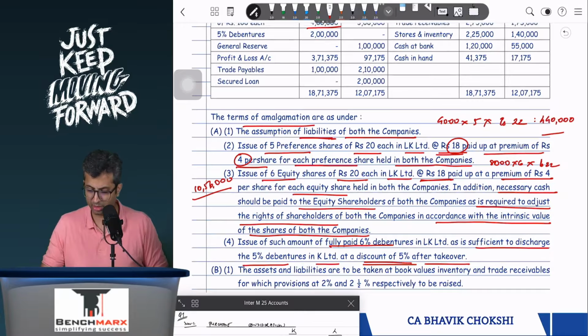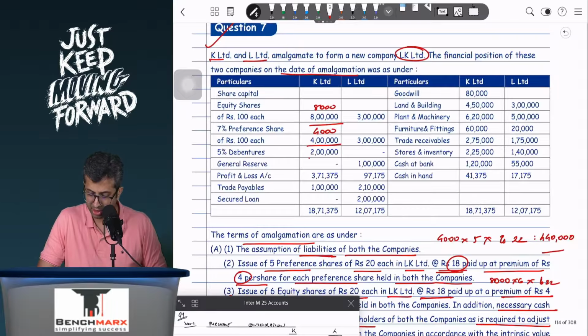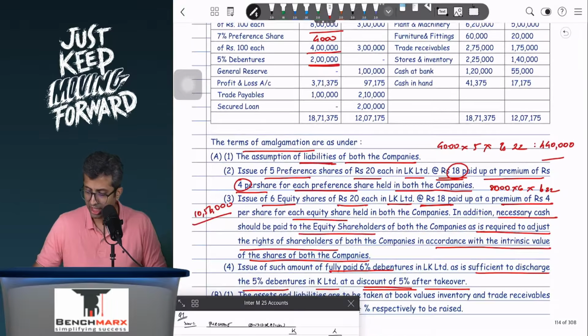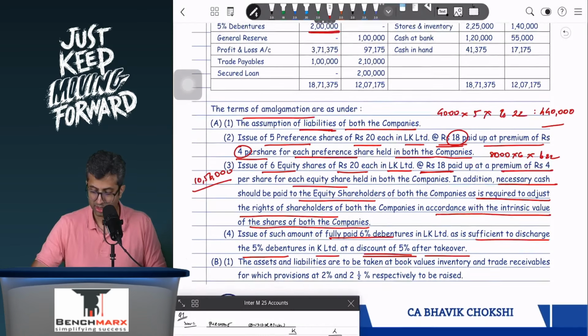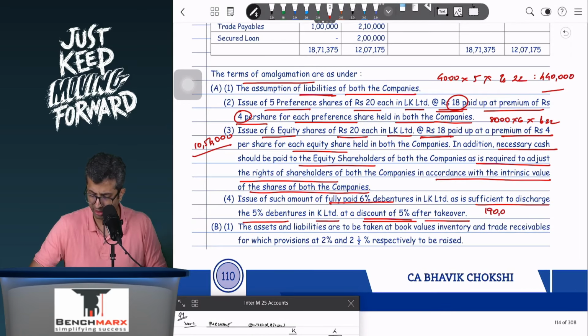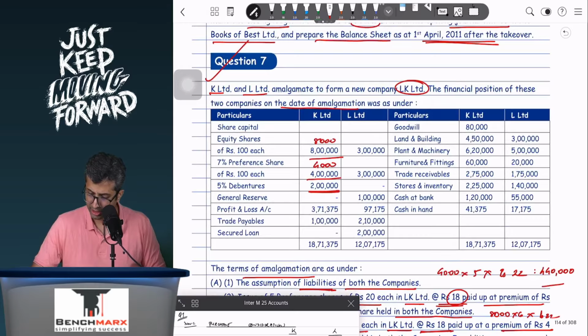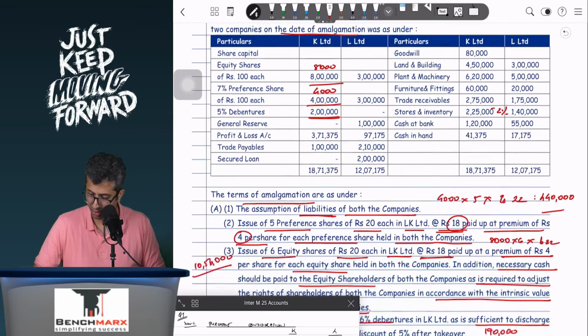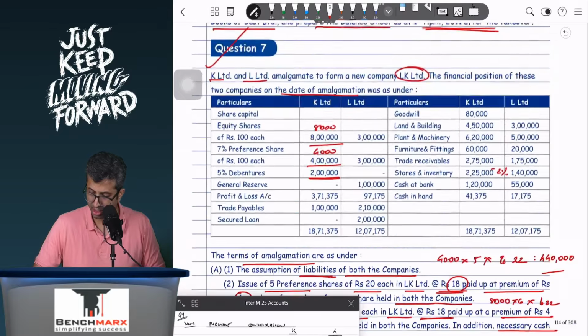Now, one of the interpretations over here can be that if these debentures are 2 lakhs, they will be discharged at a discount of 5%. So 2 lakhs minus 5% will be 1,90,000. This will be a part of your net assets, probably in the working. The assets and liabilities are to be taken over at book values. Inventory and trade receivables, for which provisions of 2 and 2.5% are to be raised. So for inventories, there will be a minus 2%, and for trade receivables, a minus 2.5%.